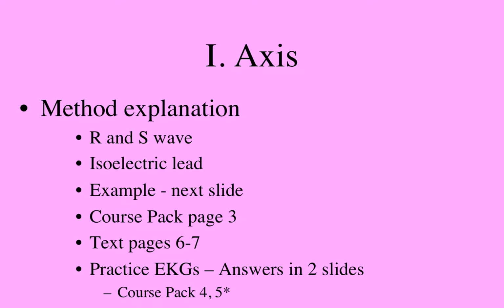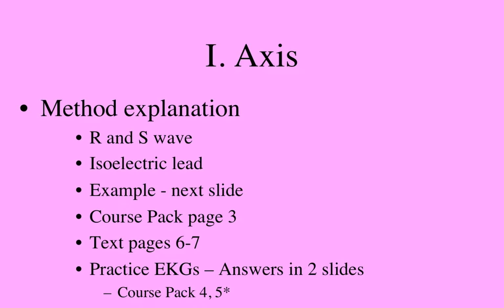So if you want to look at a 12 lead to determine axis, you actually just need 6 of those 12 leads: 1, 2, 3, and aVR, aVL, and aVF. Those 6. You don't need V1 through V6. And we're trying to determine something called the isoelectric lead. I'll go into how to do that. There's an example on the next slide.